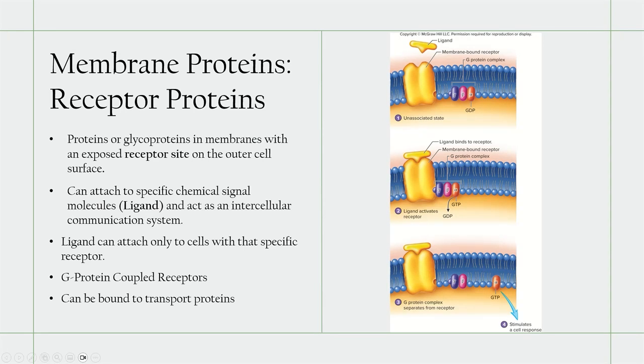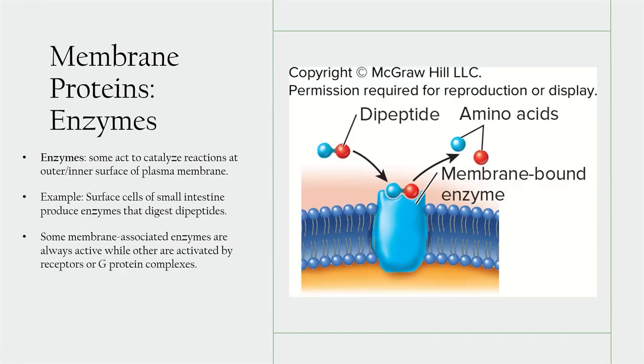An example of this kind of receptor protein is G protein coupled receptors. GPCRs is the acronym for them. I don't think we'll worry about them too much, but I'm just giving you an example of what that can be. They can also be bound to transport proteins. It's kind of an interesting situation. I don't really want to get lost too much here. We'll hit a number of these concepts again in other chapters with more specific examples, but I just want to introduce it here.